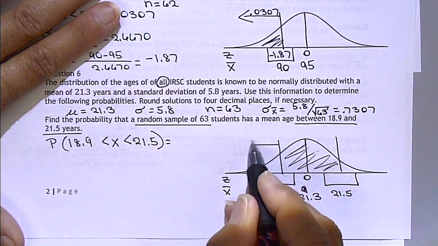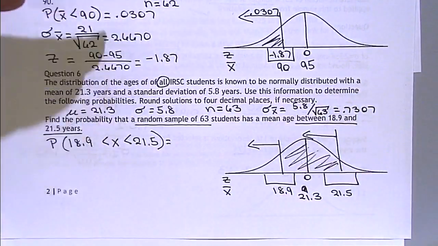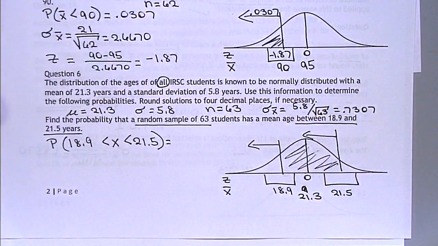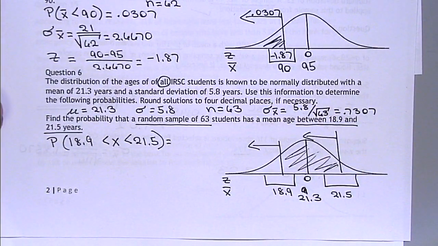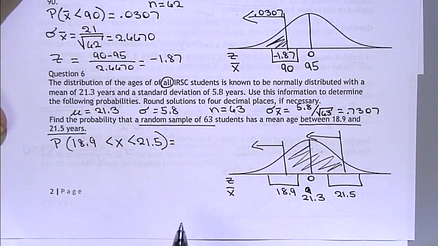So when you have an area between two z-scores, you're going to have to look them both up and subtract the smaller one from the larger one. There's really no other way to do it, right? I'm kind of slowing down because I'm hoping that you're working ahead of me, because then you can get the most benefit out of what I'm doing here, okay?